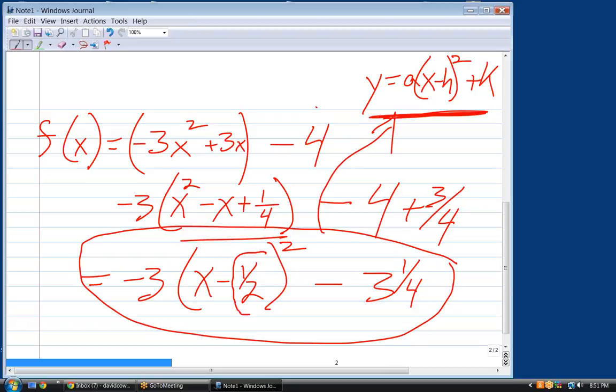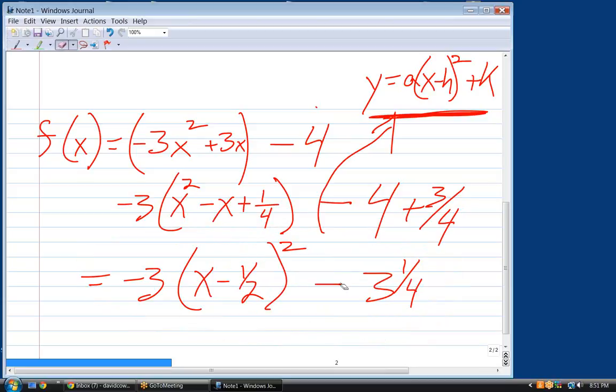Notice what the vertex is, h, k. There's h. Remember it was 1/2? And then it was negative 3, minus 3 and a quarter. So once you have converted your function to vertex format, you don't have to go through all that nonsense of minus b over 2a. You know exactly where the vertex is. You also know that it's reflected about the x-axis, it's stretched by a factor of 3, and it's vertically shifted down by 3 1/4.